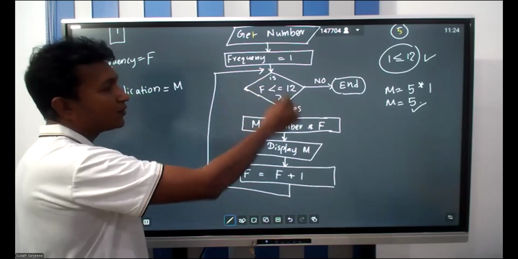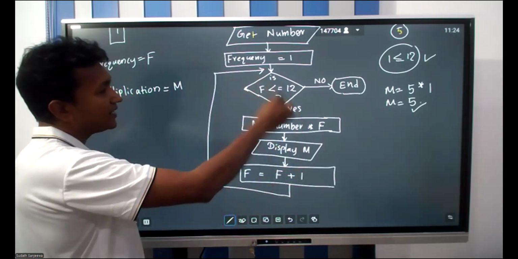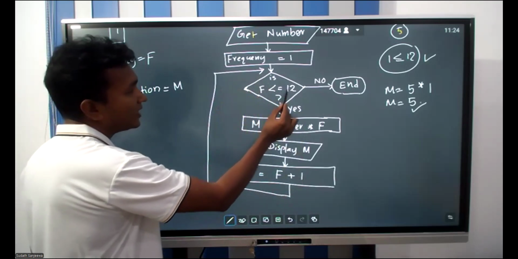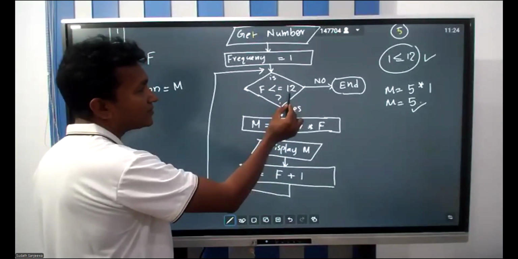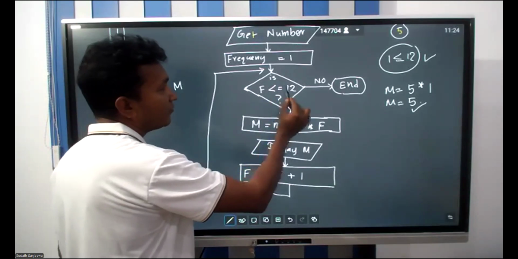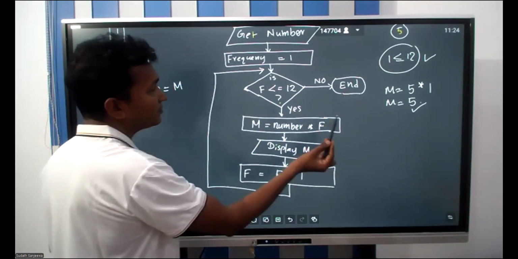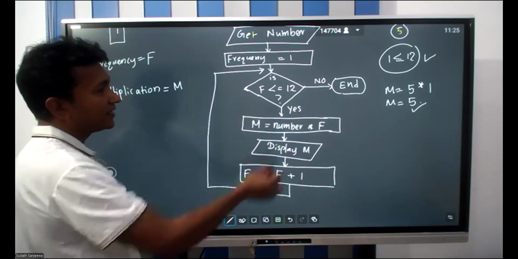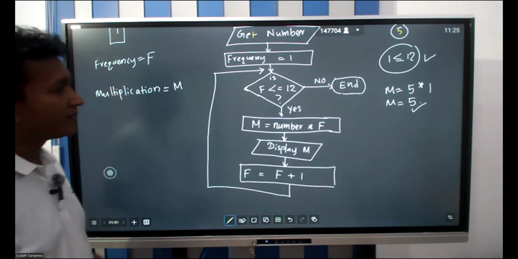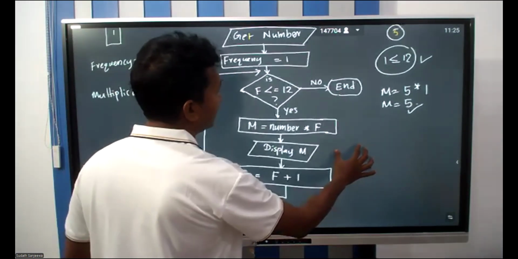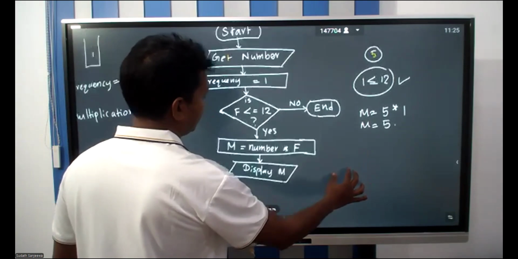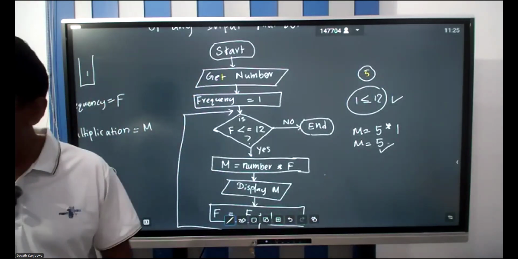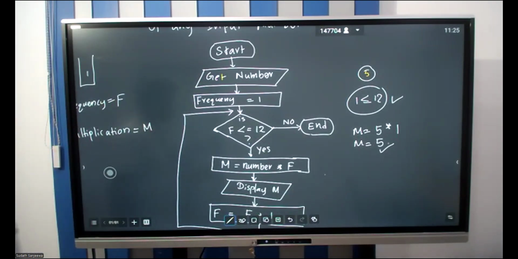Likewise, we do these steps repeatedly until it becomes 12. Only after it becomes 13 do we go to this place in the program. Until it becomes 12, we do the same thing. We'll do it with an example here. Let's see how it works.